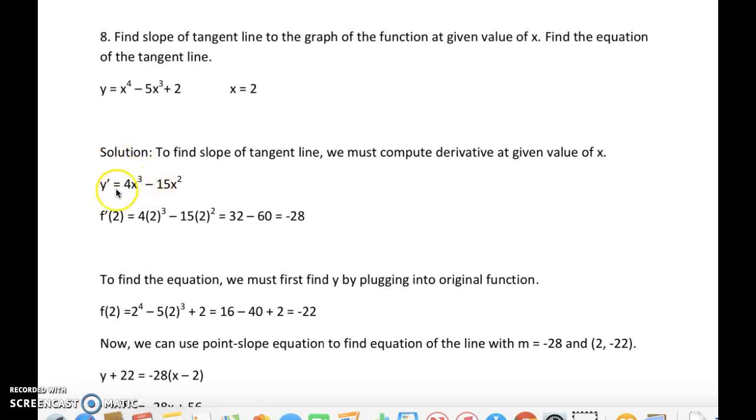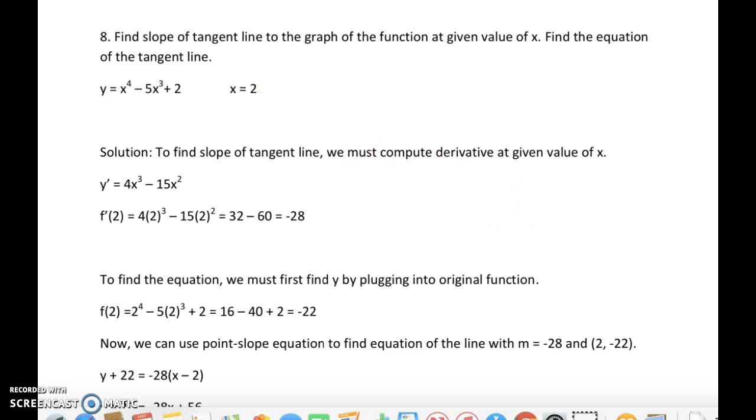So we have 4x cubed and then minus, now the 3 times the 5 from the exponent is going to be 15x squared. And then we have found our derivative. And then at this point, we need to plug in x is equal to 2. So when x is equal to 2, we have 4 times 2 cubed minus 15 times 2 squared. And we go ahead and simplify that. 2 cubed is 8. 8 times 4 is 32. 2 squared is 4. 4 times 15 is 60. So we have 32 minus 60, which is negative 28.